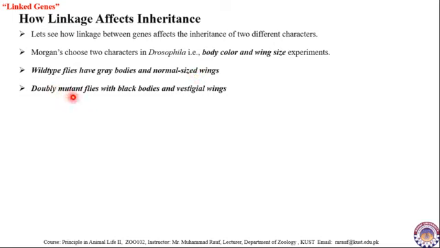The doubly mutant flies had mutations in the gene responsible for body color and the gene responsible for wing size, so they were doubly mutant, and they had black bodies and vestigial wings, which are considerably smaller than normal wings. So he took those two types of flies. One was homozygous dominant for body color and wing shape, the other was homozygous recessive for body color and wing shape.